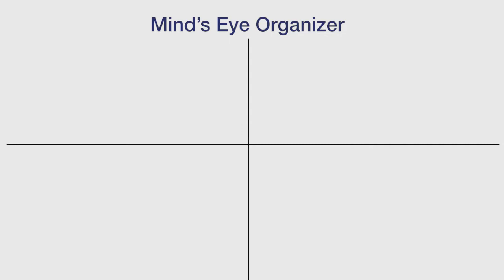Next up is the Mind's Eye Organizer. This is one of my most favorite strategies and works with students of all ages. And it works well online and in the classroom. When you're presenting a lesson, have your students use a sheet of paper and draw four large boxes on the page. Inside the first box, ask them to write questions they have about the content.